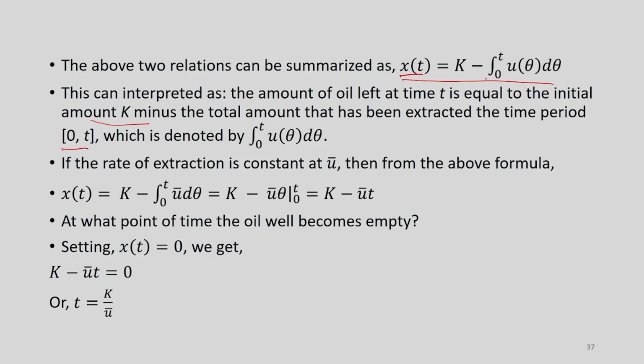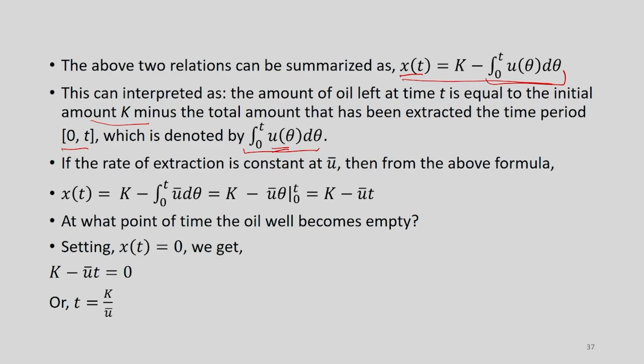So, that is given by this, the total amount of oil that has been extracted from the well in the period 0 to t. Remember, u(theta) is the rate of extraction at point theta. So, if I take the integration from 0 to t, that will give me the total amount of extraction from the point 0 to the point small t.